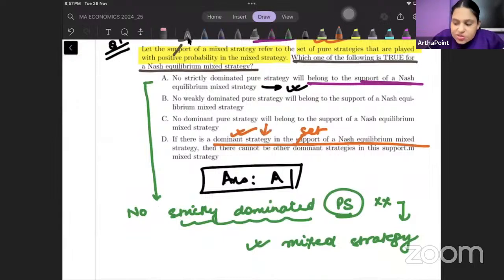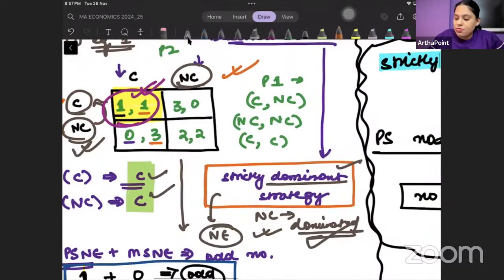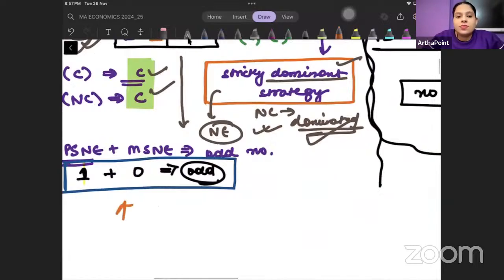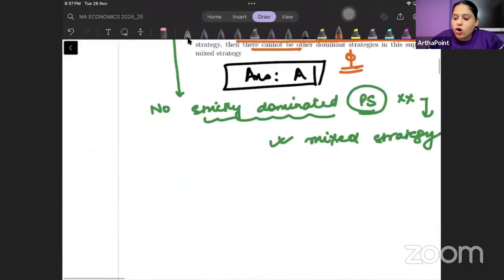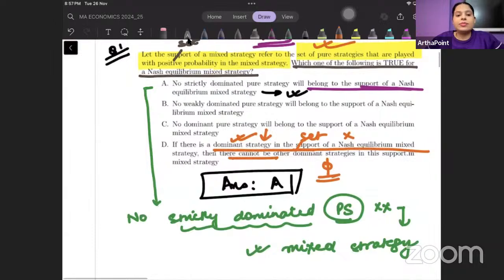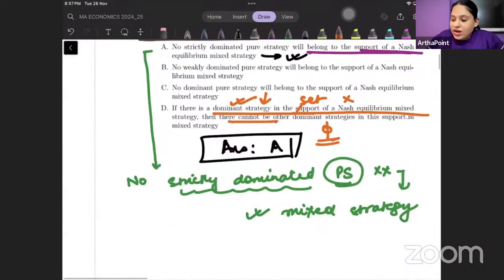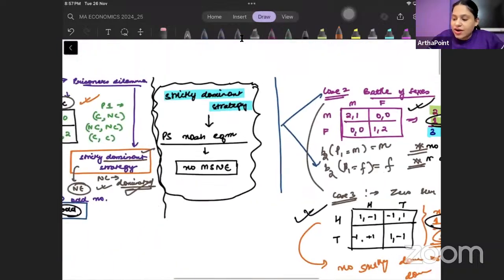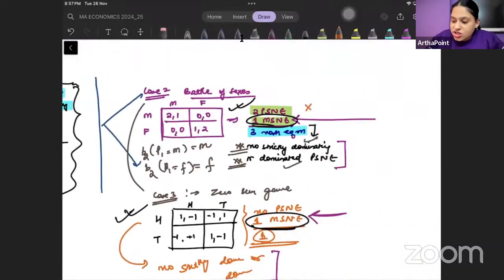If there is a presence of a dominant strategy, the set of mixed strategies will be a phi set. It will be a null set. Look here, there is no mixed strategy. So this is automatically gone, point number D. Only when there is no dominant strategy are you able to find a mixed strategy.